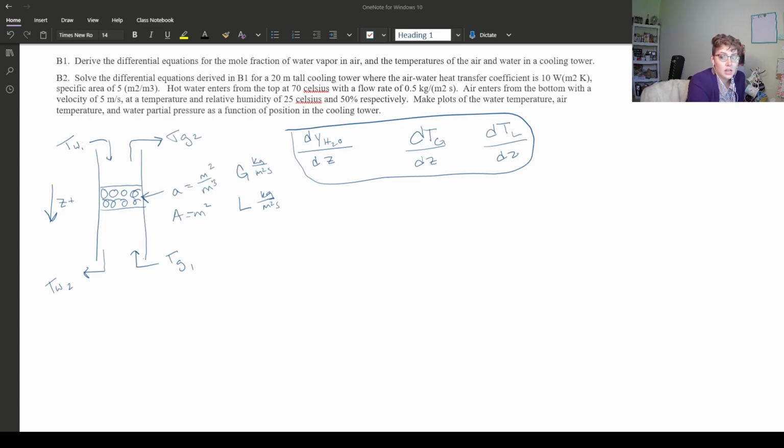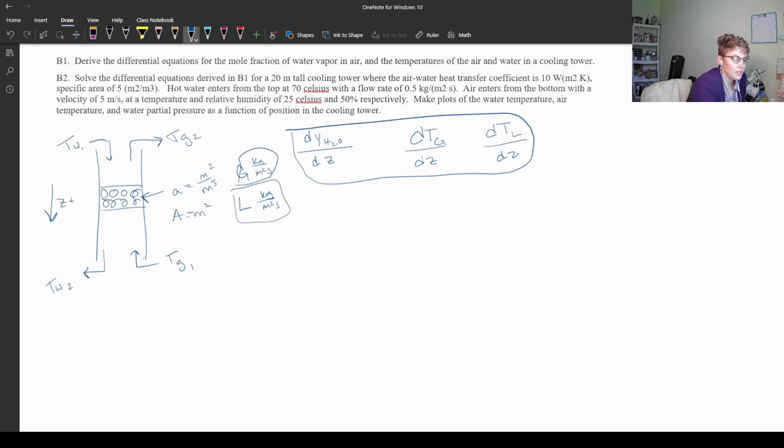So we have this cooling tower set up that has a gas flow rate flowing in from the bottom and coming out the top, and we have our liquid running down from the top to the bottom. We can see that we will end up having different temperatures in the inlet and outlet for each of these, and we are going to define the position of positive z going downwards following the flow of our water.